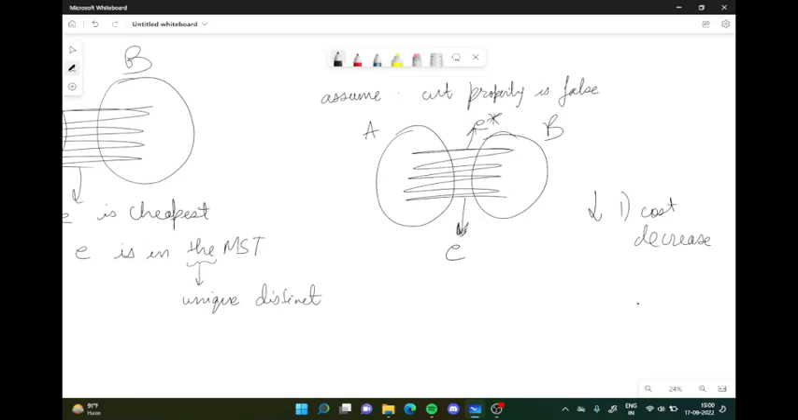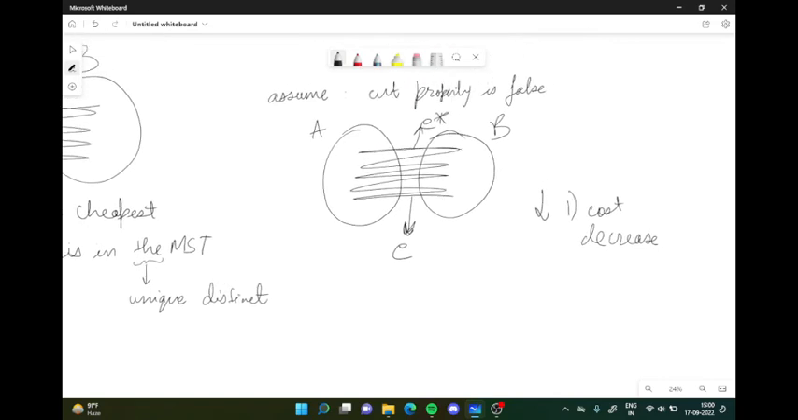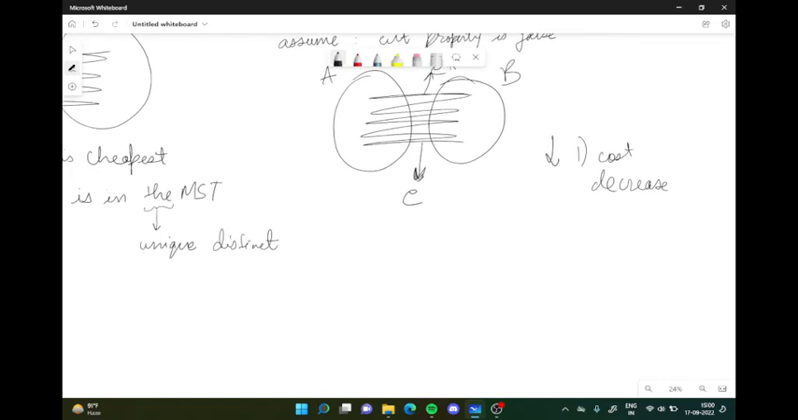So the exchange argument is if I can somehow find an edge E star which is costlier than E, and even after swapping E and E star, we are able to generate a spanning tree which is of a less cost, then whatever we have assumed about this being the minimum spanning tree is false, and hence our assumption is false, hence the cut property is true. So that's the skeleton, that's the big idea that we're going to try to execute here.